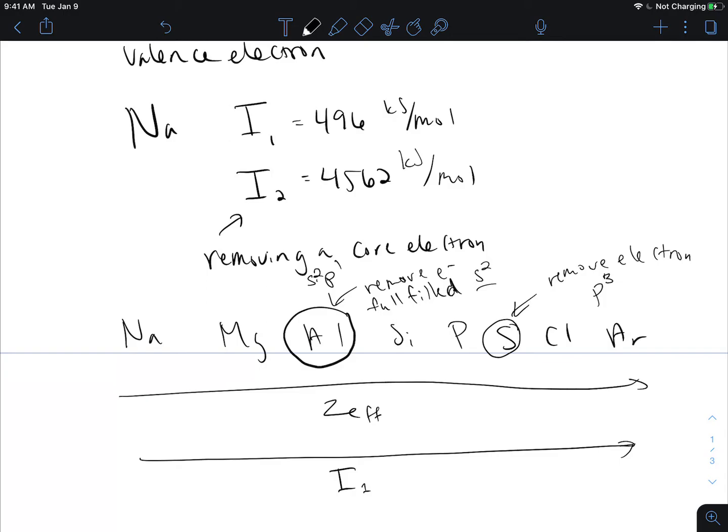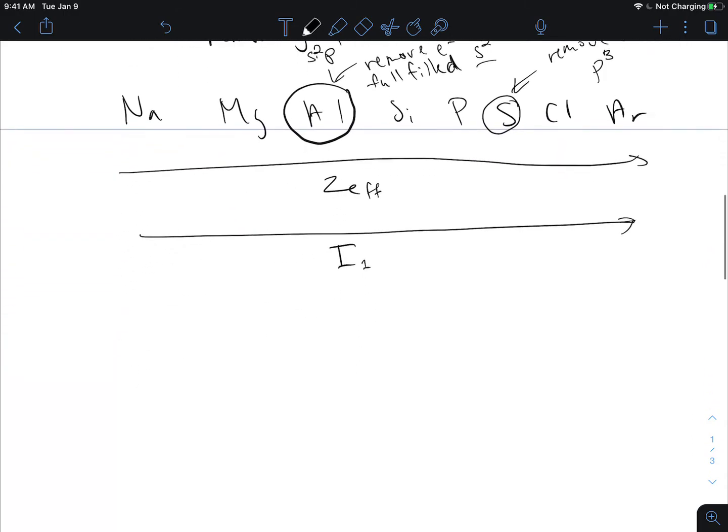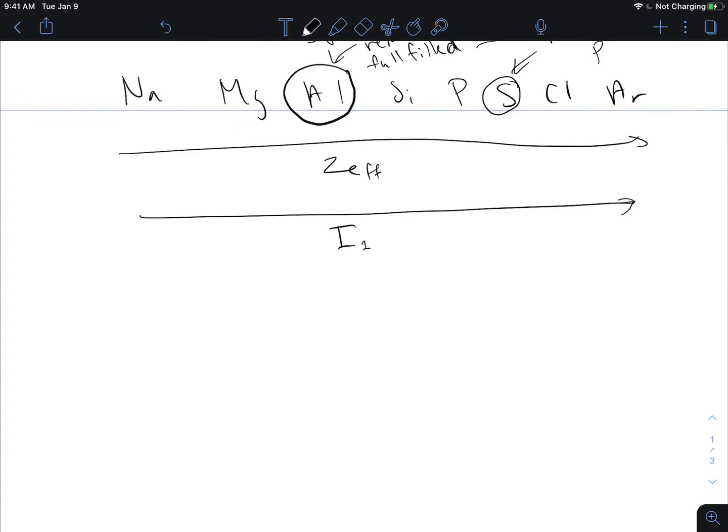And of course, as atoms get larger and larger, our ionization energy is going to go down. So going down a group, our ionization energy also goes down. So going down a group, our I1 decreases.